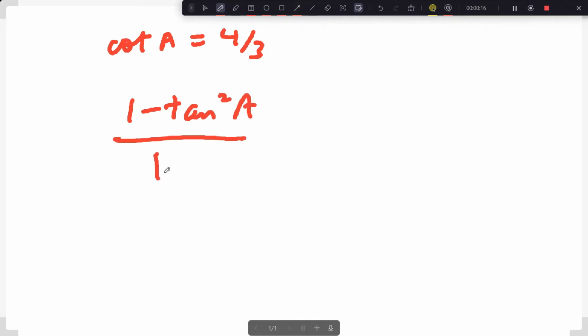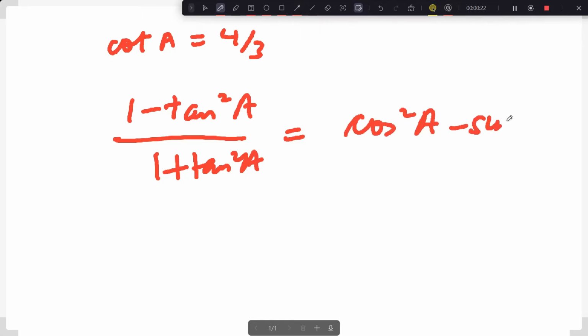Okay, I think my screen went out. Let me just write down what I was saying. The question given was cot A is equal to 4 by 3, and we were to prove whether this is equal to this or not, which we proved. Can we prove it this way also?